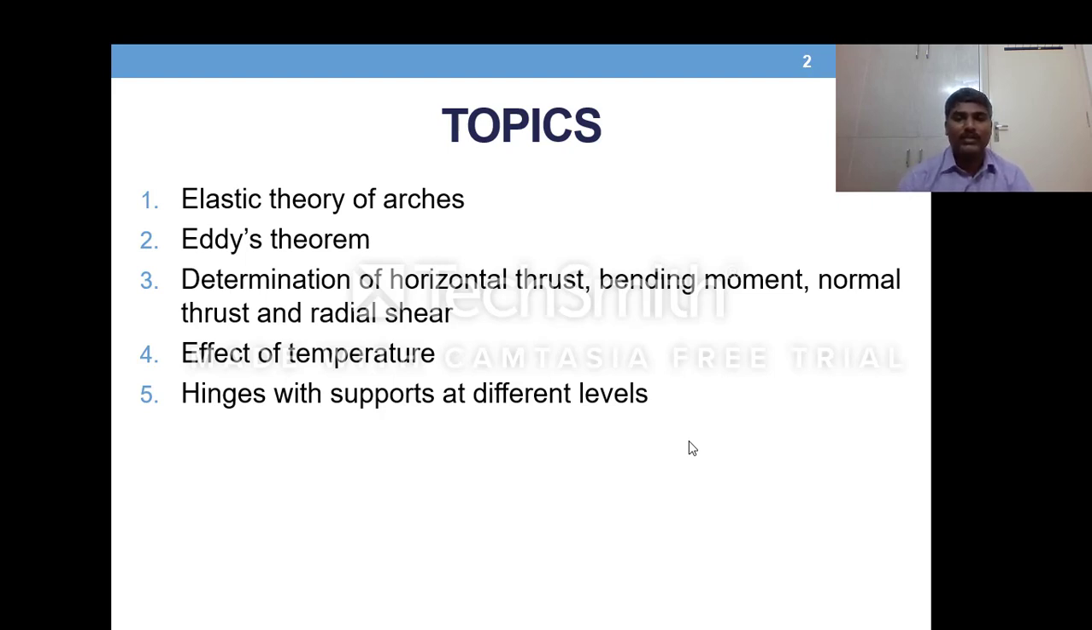The determination of horizontal thrust, bending moment, normal thrust, and radial shear, nothing but the internal forces developed in the arch. Then the effect of temperature on the three hinged arches. Then the analysis of the arches with hinges at different levels.